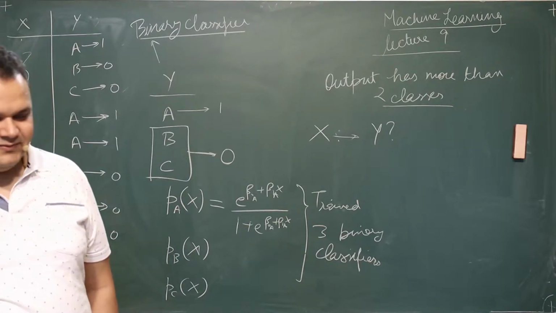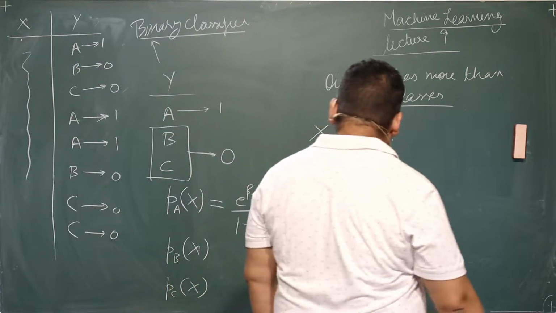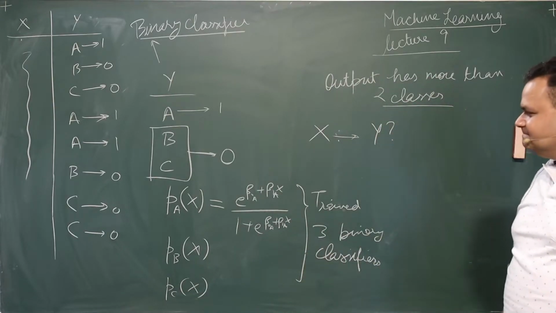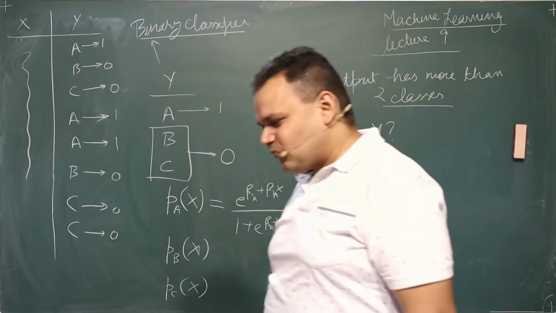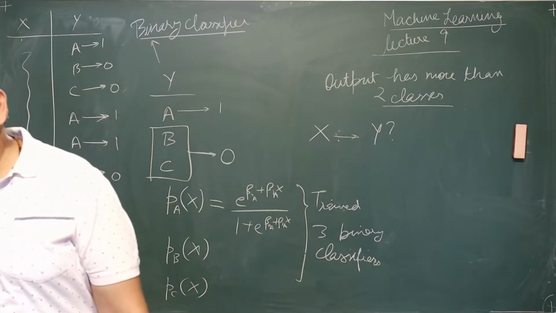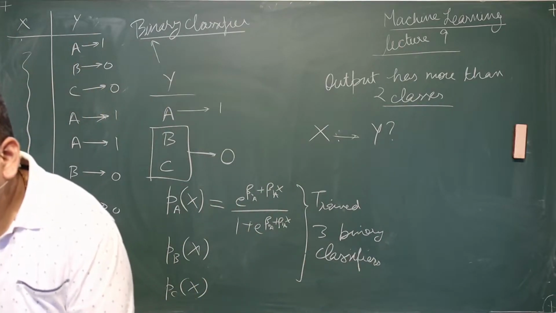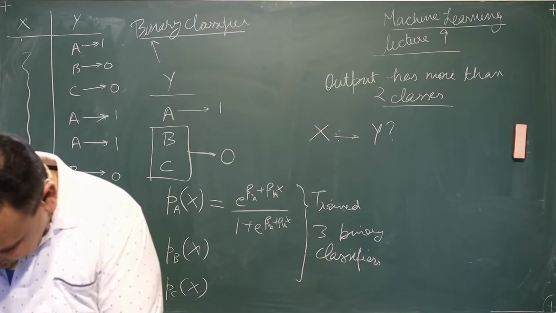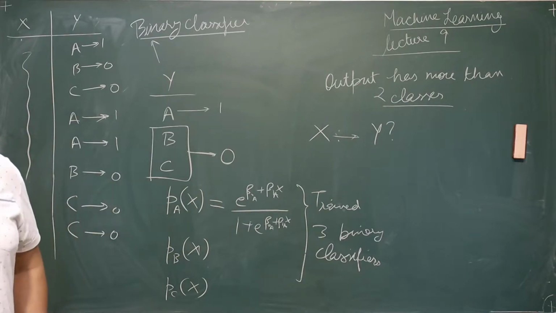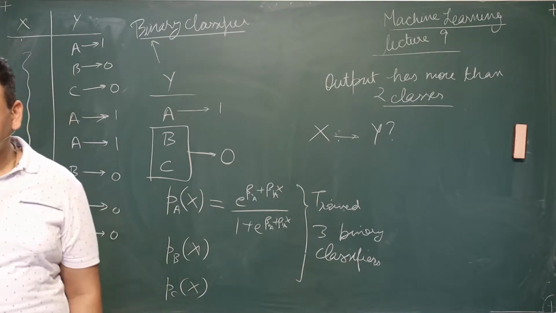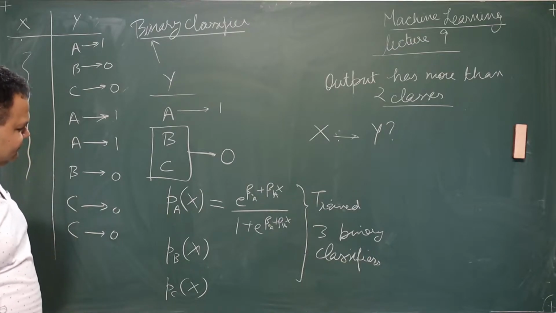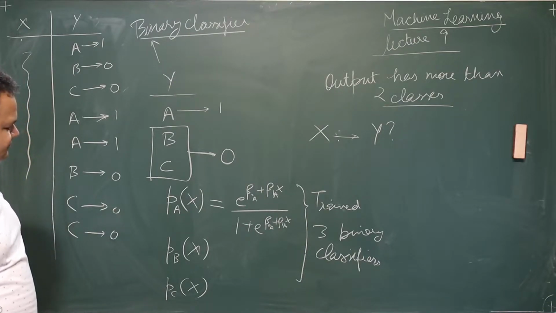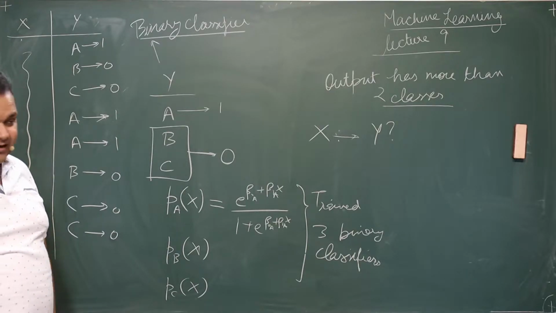Aditya, what do you think? What is the next step? Nope. Asha, what do you think? There is further classification of decision between B and C. No, we are not doing that.